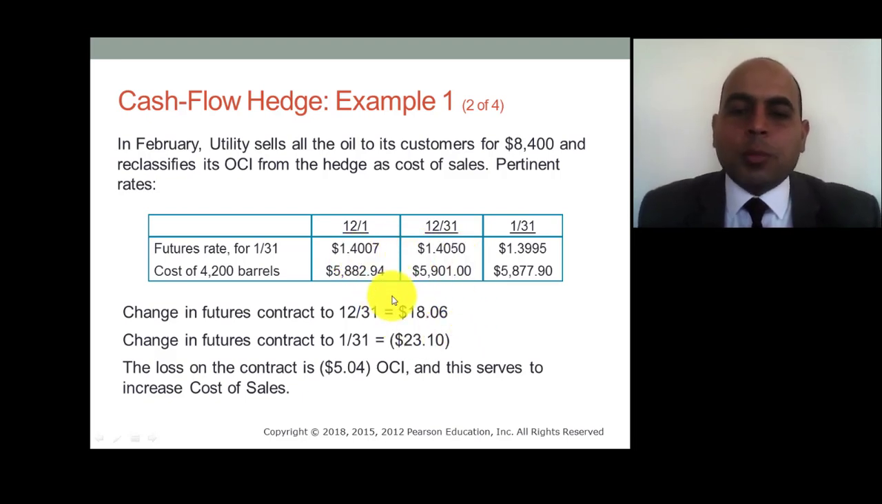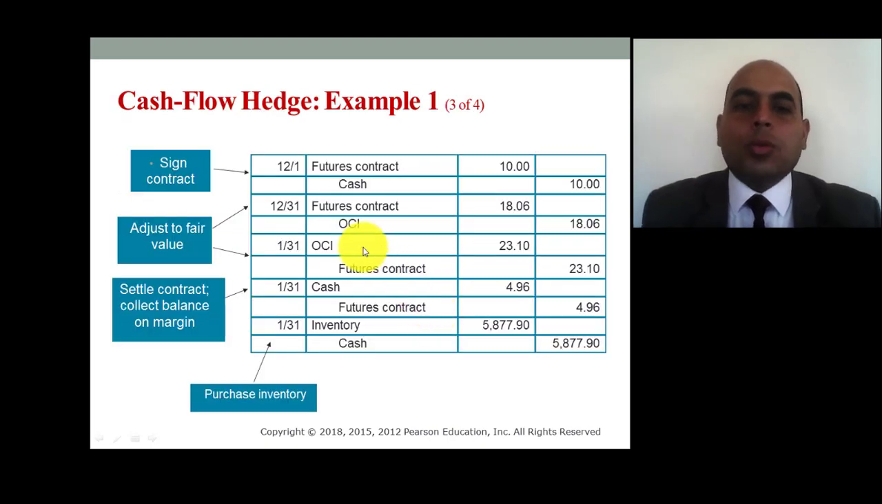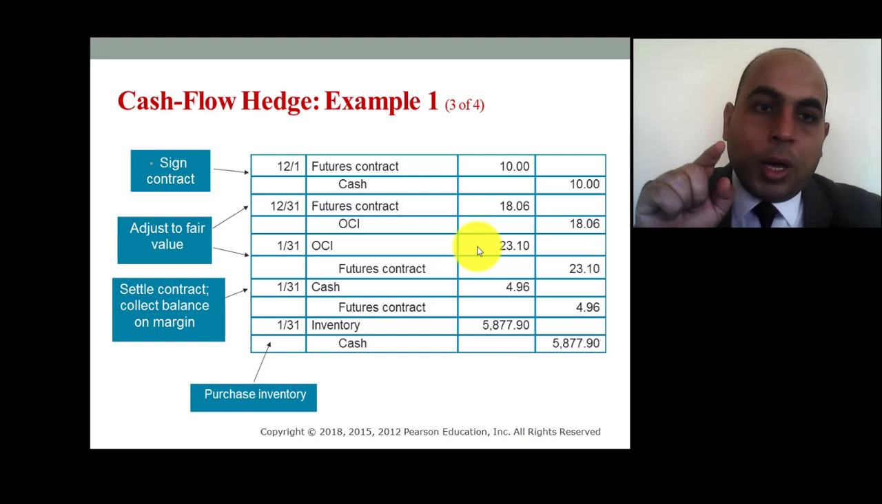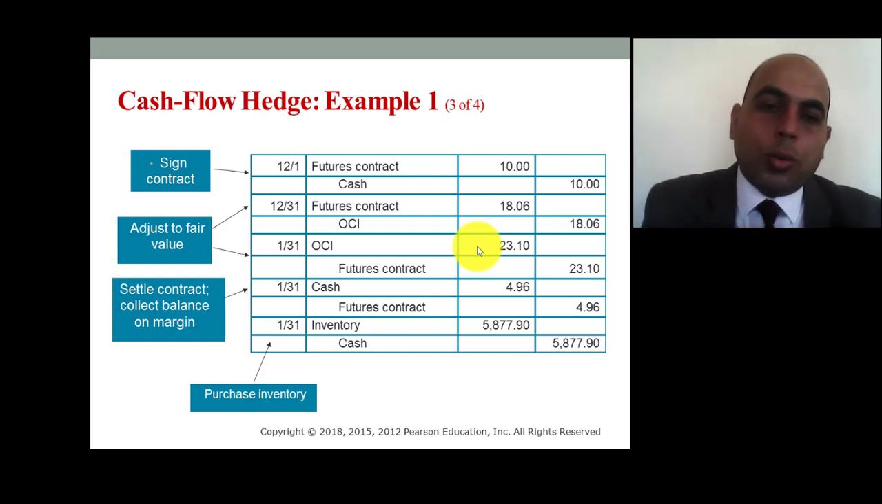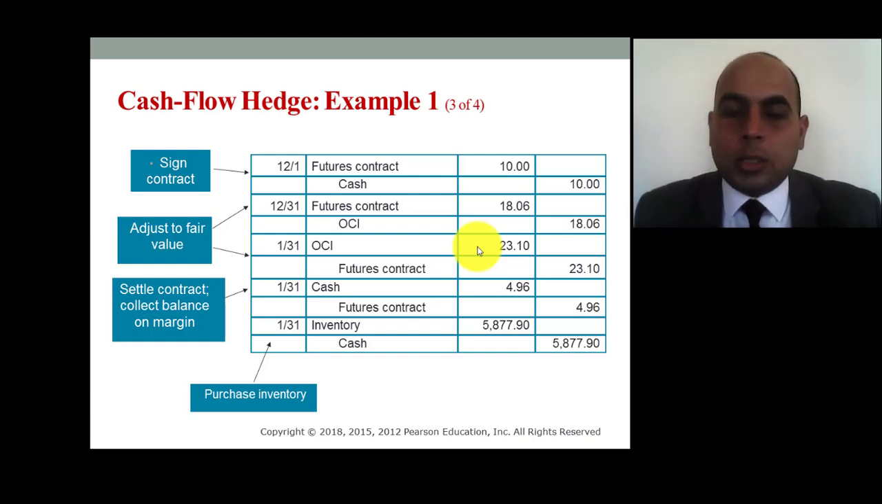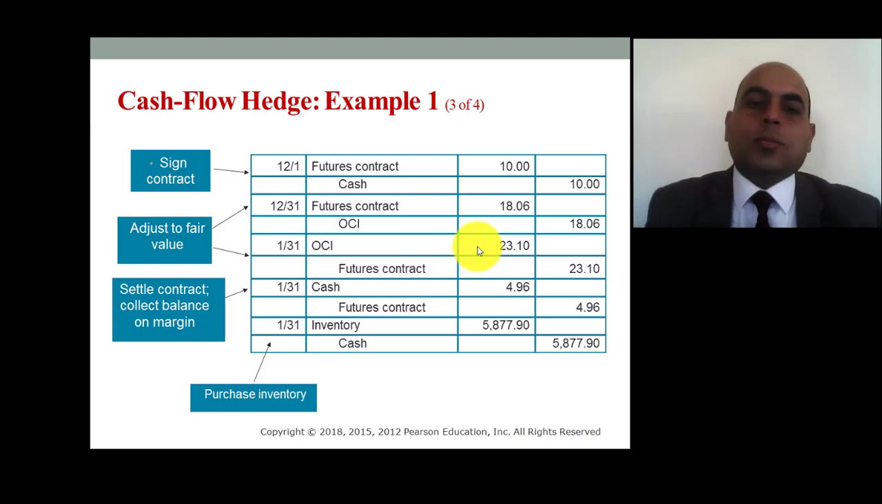So we have gained $18.06. We will record this amount of gain. The future contract is debited by the exchange or the difference, and other comprehensive income will be credited as we have gained. And we are talking here about a cash flow hedge, so we will recognize the amount of gain or loss in other comprehensive income because we haven't recognized the transaction.